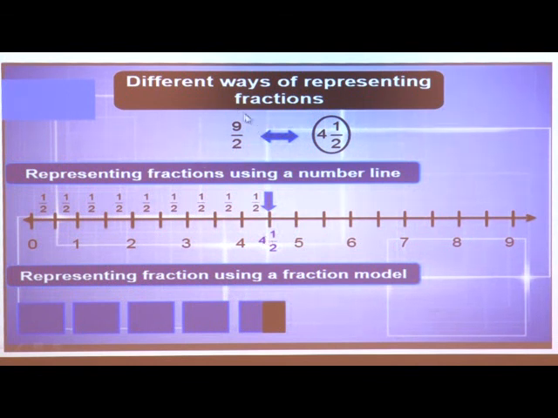You can take your own fraction. If it is a proper fraction, you can do it directly here. If it is an improper fraction, you have to convert it into a mixed fraction, and we have to find out where the fraction stands on the number line.